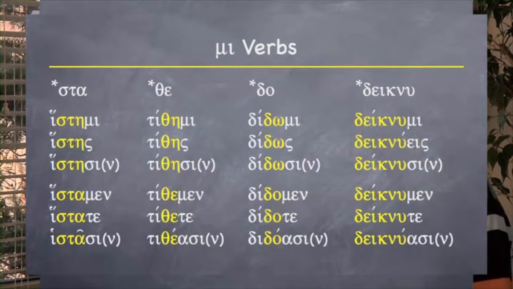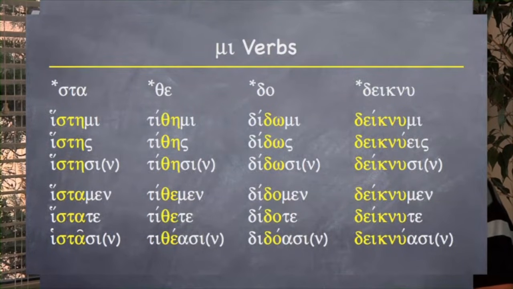But deiknumi is already starting to shift over to the thematic conjugation. You can see it in the second person singular, right? The ending is eis, not just the sigma. And you can also see it in that there's no reduplication. So deiknumi, while it's technically a mi verb, is halfway over into the thematic conjugation. So just take a look at that, and this shouldn't give you any problems at all. It's the two columns on the left, though, that are important, and I want to talk my way through them.